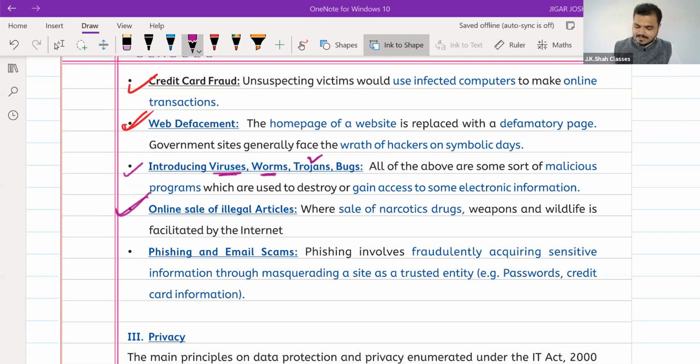Last but not the least, my dear charters, is phishing and email scams. You know very well about these scams, okay? Nowadays, many of you people generally receive an email saying congratulations, you won a lottery from the PepsiCo company for 2 crore rupees. To claim, please provide the following details. This kind of phishing can be done.